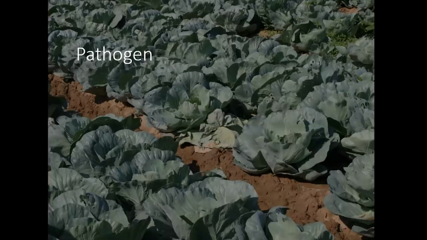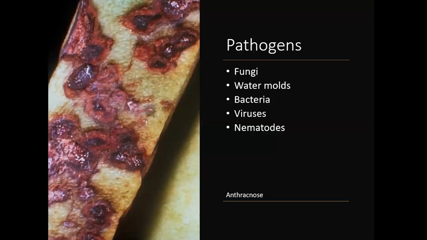Okay, and the third side of the disease triangle is the pathogen. Pathogens are the fungi, bacteria, viruses, and nematodes that cause disease. All of our plant pathogens are microscopic. They're very small, so it's very rare that we actually see a plant pathogen. We see disease. We see the symptom after infection occurs.